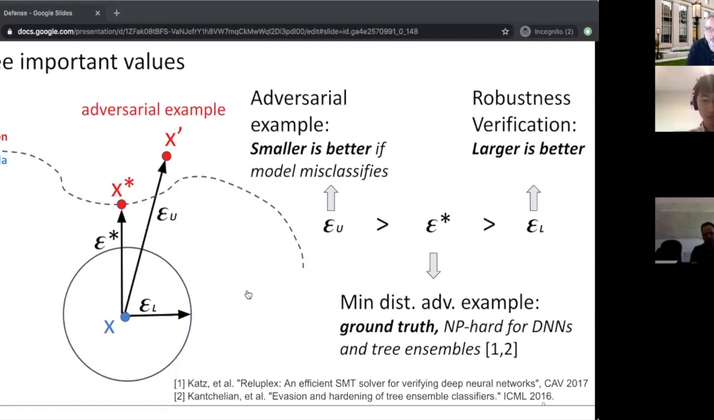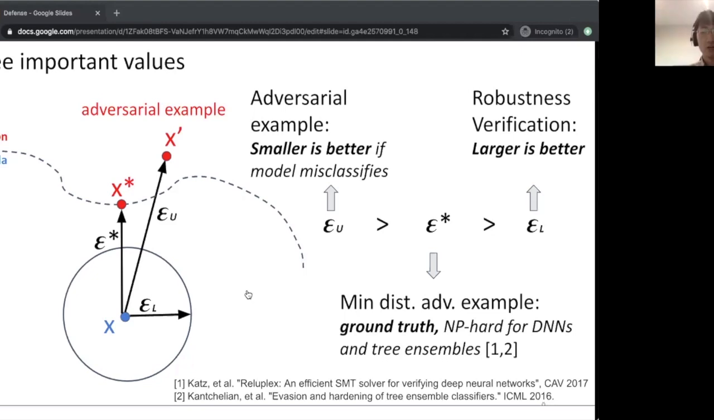So when we do adversarial attacks, we actually find an adversarial example X prime and its corresponding epsilon u, which is the upper bound of this epsilon star. And in another category of problems, robustness verification will try to obtain a lower bound of epsilon star, the epsilon L, such that the model's output cannot be changed as long as the perturbation distance is less than epsilon L.